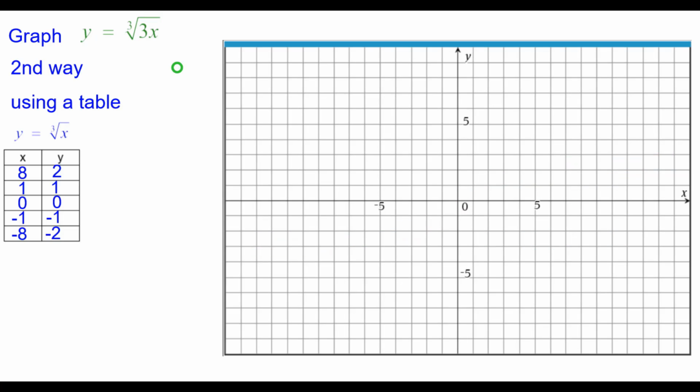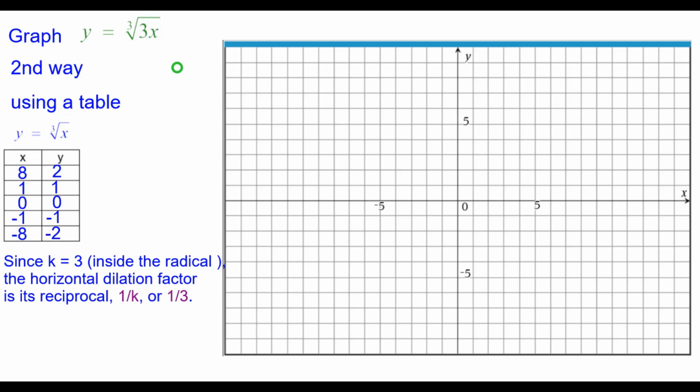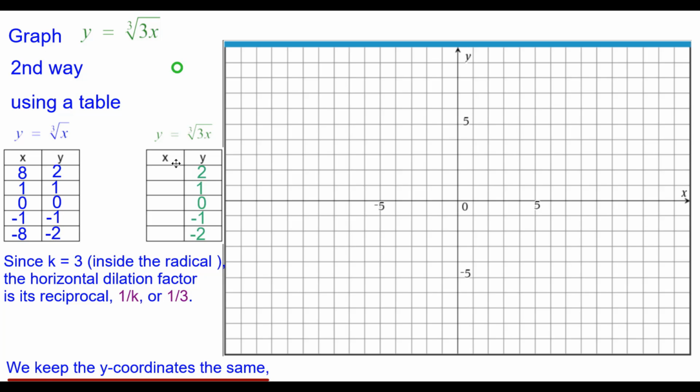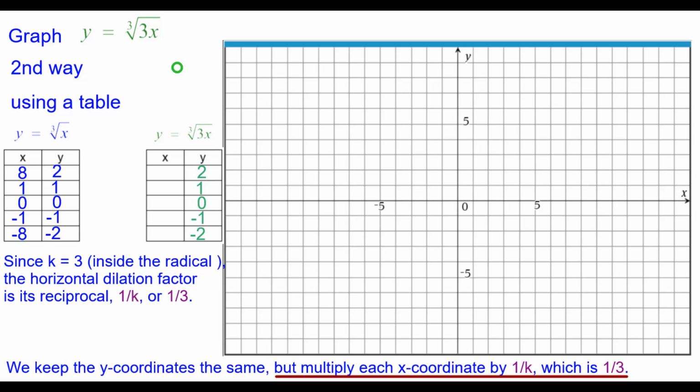Second way, using a table. This is our Cuberoot table. K is equal to 3 underneath the radical sign, and the horizontal dilation factor then is the reciprocal of that 3, which is 1/3. We keep the y coordinates the same, but we multiply each x coordinate by the reciprocal of 3, which is 1/3. So 8 times a third is 8/3, and so we'll plot 2 2/3, comma 2. 1 times a third is 1/3, comma 1. The origin remains unchanged by that 1/3 factor.